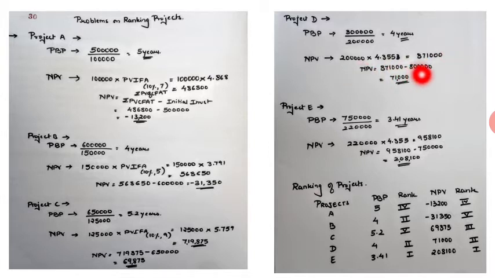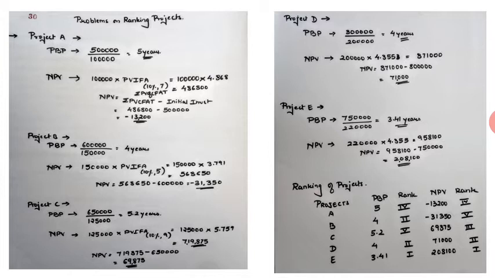How do you calculate NPV now? It is summation of present value of cash flows after tax, which is 8,71,000, minus initial investment. Initial investment is 8 lakh. So 8,71,000 minus 8 lakh gives you 71,000. So your NPV for project D is 71,000.